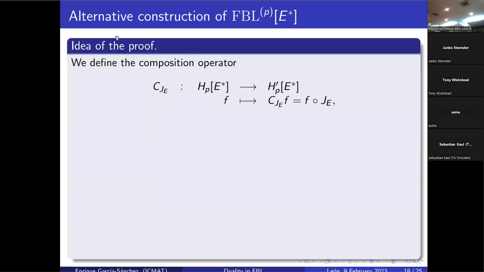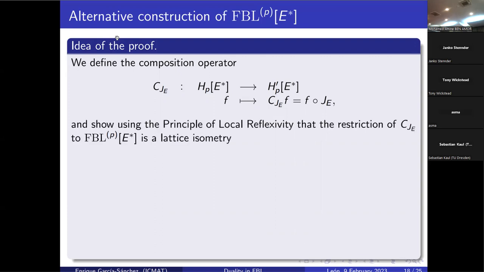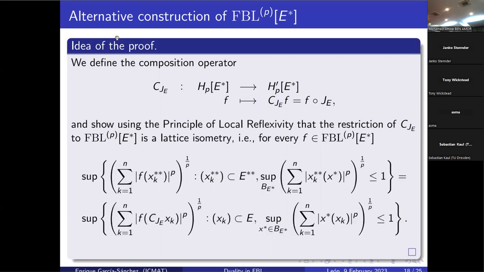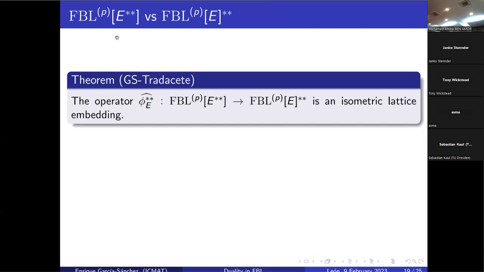The idea of the proof goes by using this composition operator, which can be defined on the whole H_p of E star, which is just composing with J sub E, the canonical inclusion into the bidual, using the principle of local reflexivity on some computations. It can be shown that this norm, which is the norm in H_p of E star, is equal to the norm of F restricted to the canonical copy of E. So what we have gained here is that instead of computing with all the elements of the bidual, we can restrict ourselves to compute with all the elements in the pre-dual E. So we have reduced our space of work with local reflexivity, so that now the computations are much easier and allow us to conclude that this operator is an isometric lattice embedding.